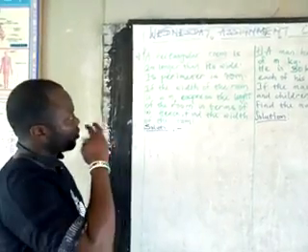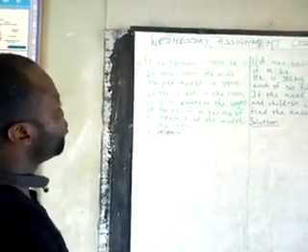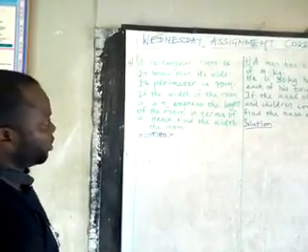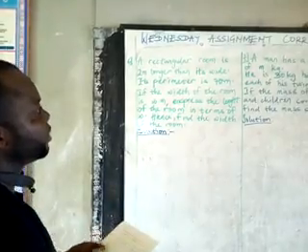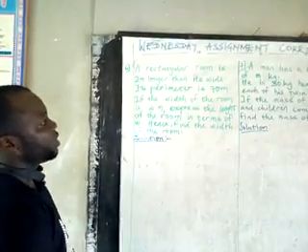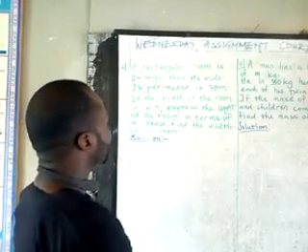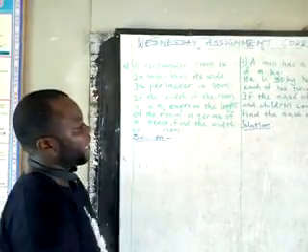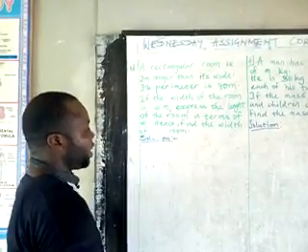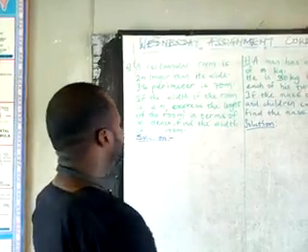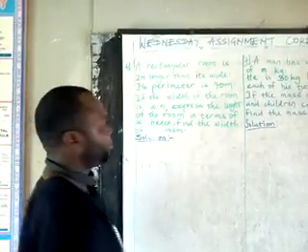Looking at the question: a rectangular room is 2 meters longer than its width. Its perimeter is 70 meters. If the width of the room is W meters, express the length of the room in terms of W. Hence, find the width of the room.